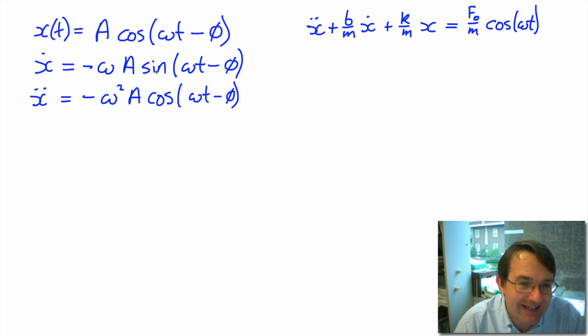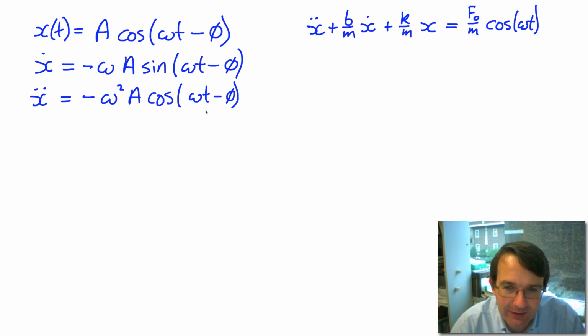When we differentiate it again, our sine goes to cosine, and we get another factor of omega here, so it becomes omega squared. So these are the values that we want to take and substitute into our equation of motion that we've written out here. But before we do that, let's rewrite this.